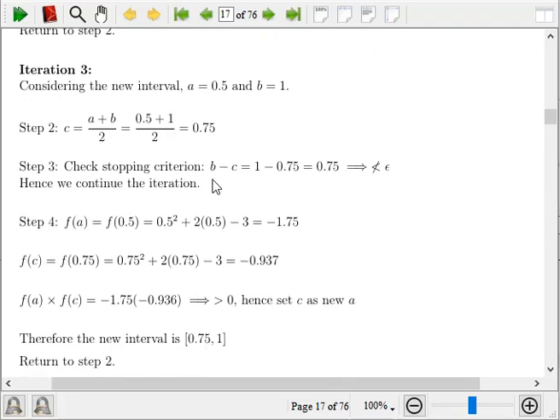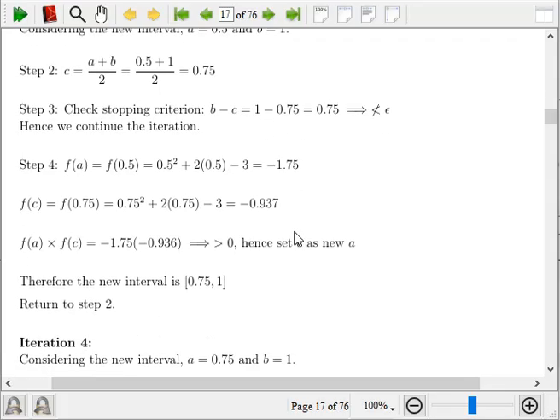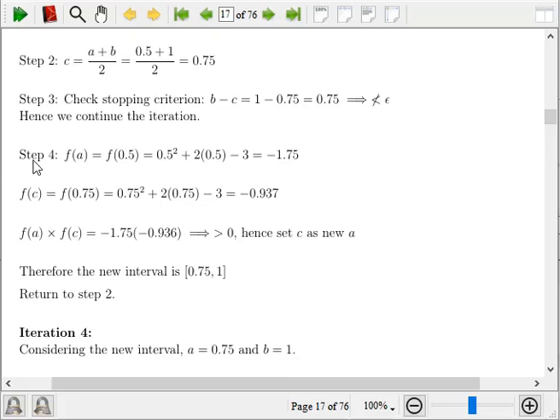Iteration 3. We have a and b again. We find c, and this is c. We check whether the difference between b and c, this and that, will be less than epsilon. Still not less than epsilon, hence we have to continue the process. We move on to step 4. F of a, that's 0.5, we get that. F of c, we get that. Then we multiply and see whether we are getting positive or negative.